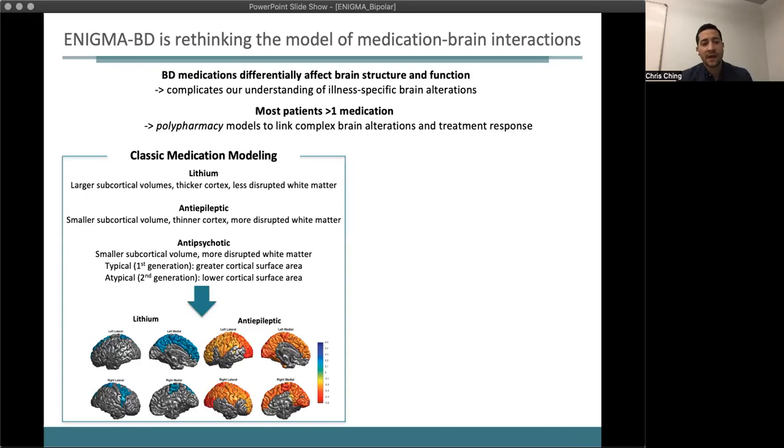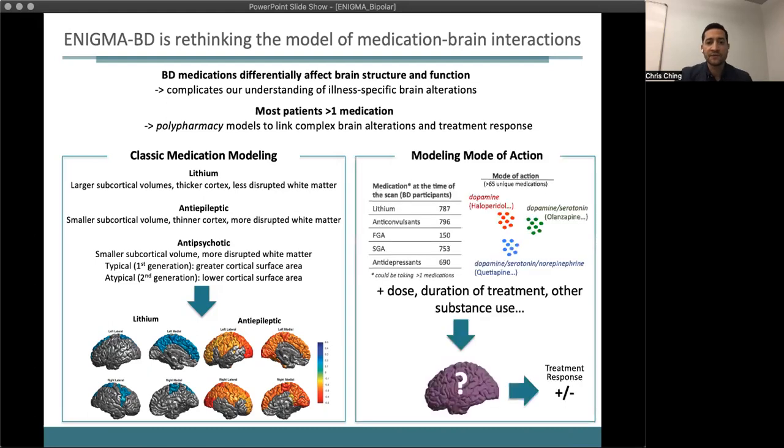And so what we tend to find is, as I showed before, lithium tends to make brain structures larger, thicker. We see less disrupted white matter. But when it comes to anti-epileptic or antipsychotic medications, we tend to see the opposite effect. So smaller subcortical volumes, thinner cortex, more disrupted white matter. But we know that there's a better way of doing this modeling.